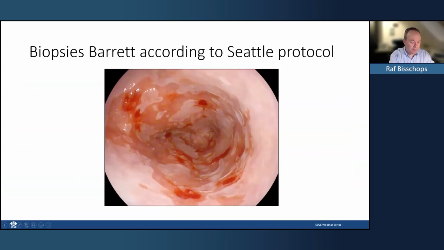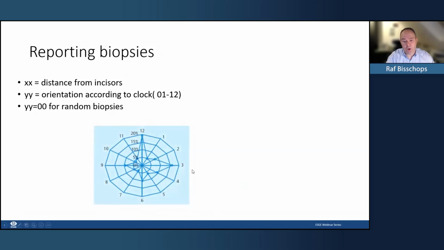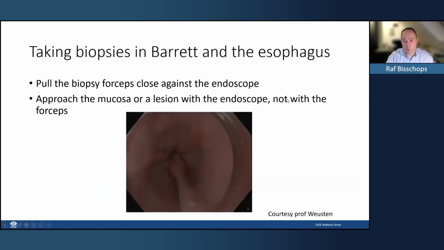So one particular thing is the Seattle protocol, where you take more biopsies every 2 centimeters, 4 quadrant biopsies, and we report them according to the clock system, where 3 o'clock is the lesser curvature of the stomach. So for instance, we use something like 3803, that would be 38 centimeters from the incisors at 3 o'clock. And if we take random biopsies at that level, we would say it's 38,100.